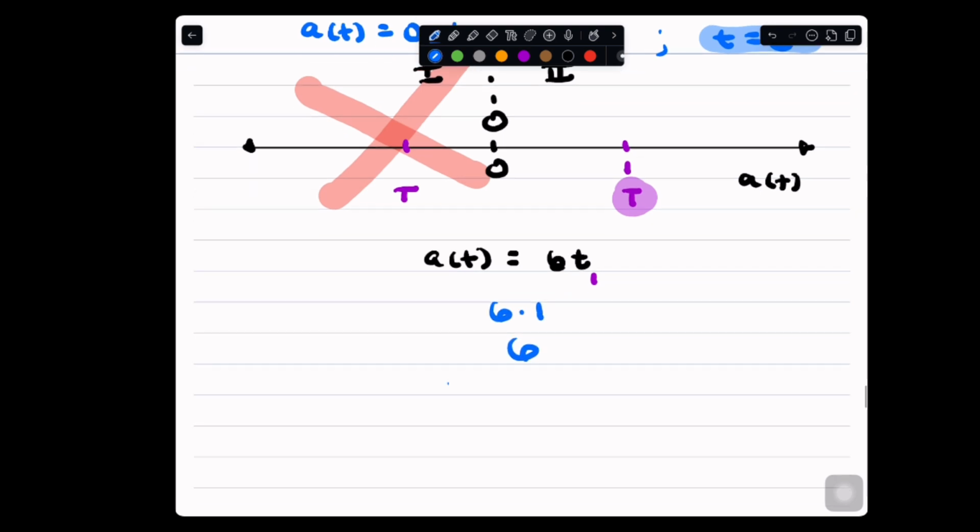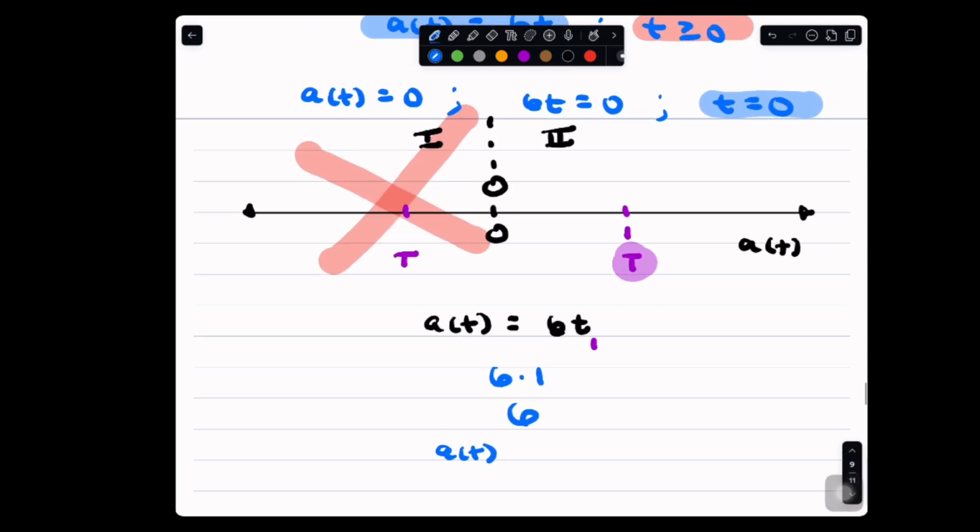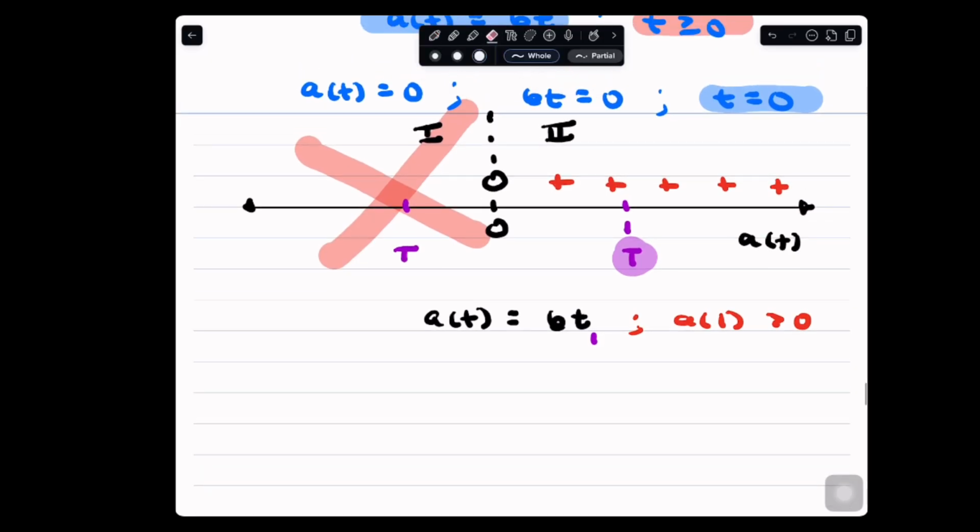What do we know about acceleration? And I should say the sign of the acceleration function in region 2. That 6 is nice and what? It's nice and positive. Is that right? And that's all you care about. So here, a of 1 is positive. Okay, now you're looking at all the information you need to answer 3 questions.